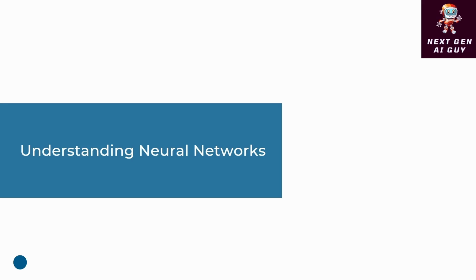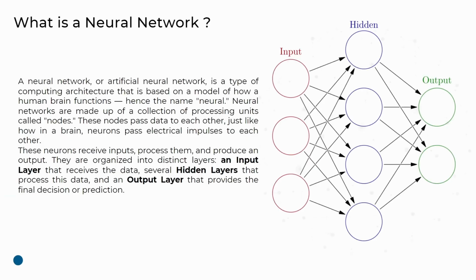Now we will understand what exactly a neural network is. So, what is a neural network? Neural networks, also known as artificial neural networks, are a subset of machine learning. Their name and structure are inspired by the human brain, mimicking the way that biological neurons signal to one another. The main objective of a neural network is to mimic how our brain works, the way our brain transfers signals from one neuron to another. The same thing neural networks try to mimic.